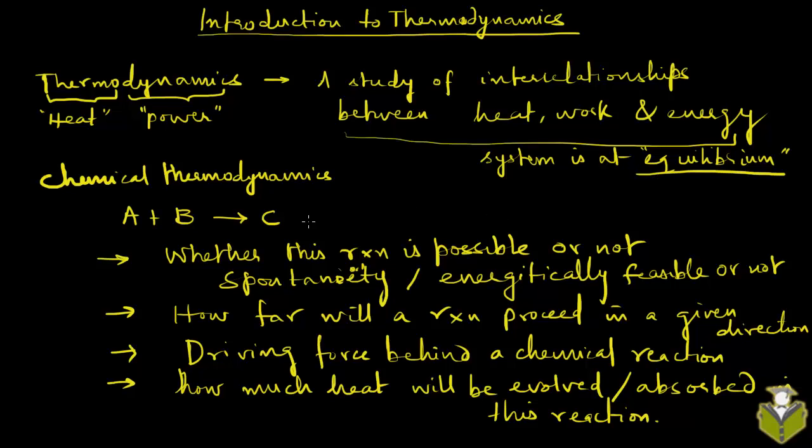For example, chemical thermodynamics doesn't tell us anything about how fast a reaction will occur. It will only tell you whether the reaction will occur or not, how much heat it will generate, and what the driving force is, and so on. But it will never tell you how fast, what the rate is. For that you need to go to chemical kinetics. And all these terms like system and state and so on will make more sense after the next few videos.